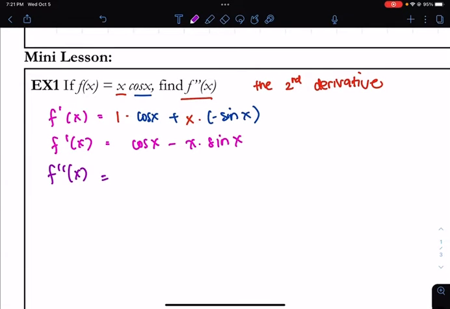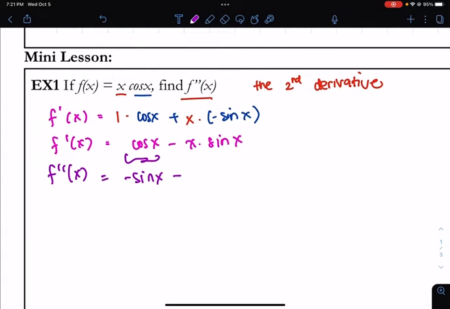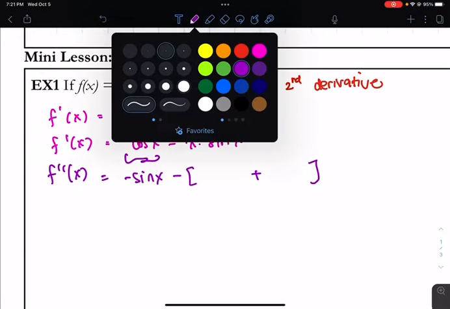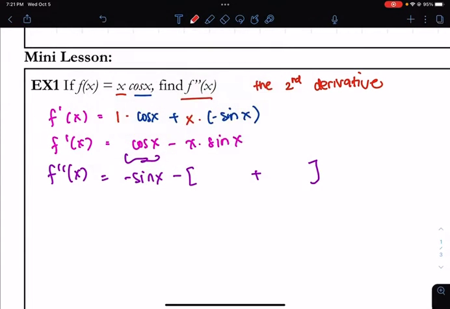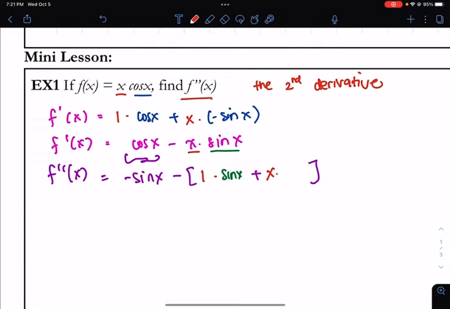Okay? If we want to take the second derivative, we can find the derivative of cosine, because this is separated by a negative. So the derivative of cosine is negative sine x. And because it's negative, right? Put just a negative in front. And then we're going to use the product rule again. So the derivative of x is 1 times just sine x, not the derivative of sine x.